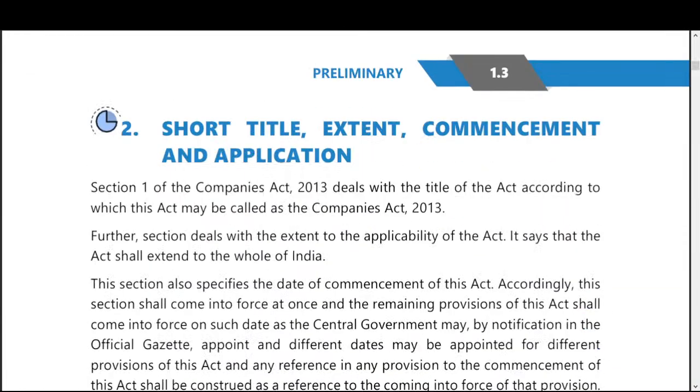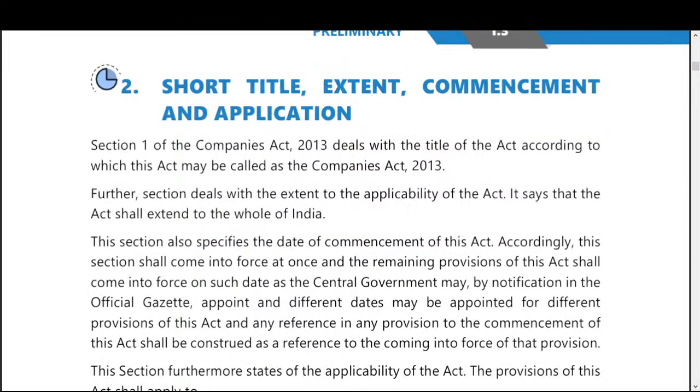Section 1: short title, extent, commencement and application. Section 1 of the Companies Act 2013 deals with the title of the act, according to which this act may be called the Companies Act 2013. Further, the section deals with the extent of applicability of the act. It says that the act shall extend to the whole of India. This section also specifies the date of commencement of this act.